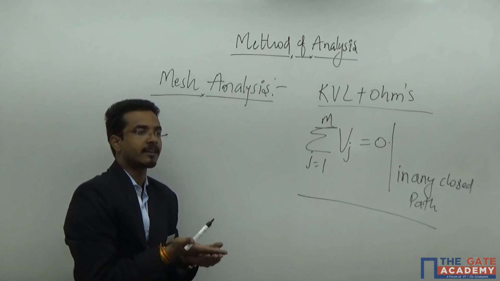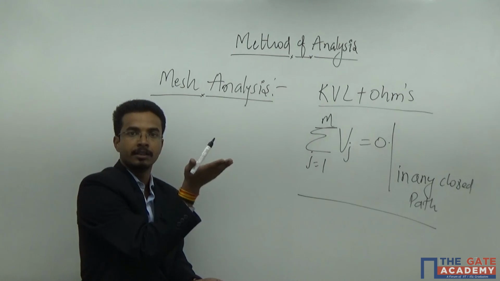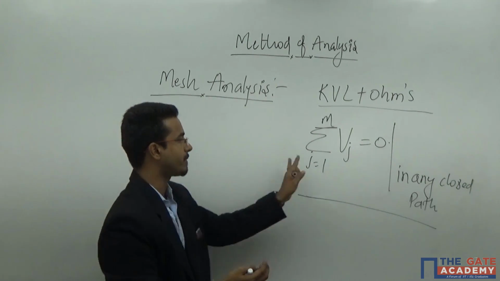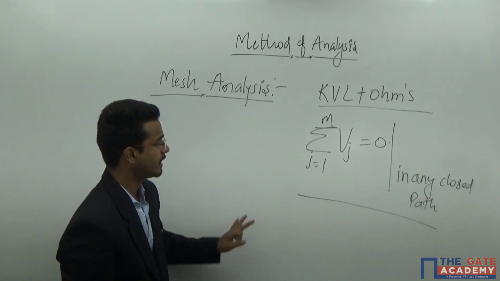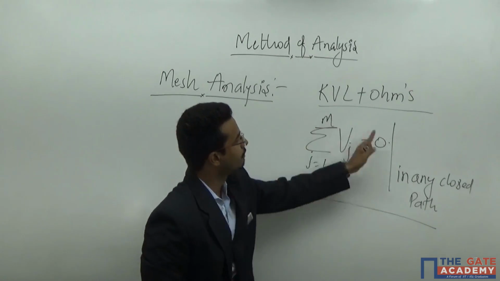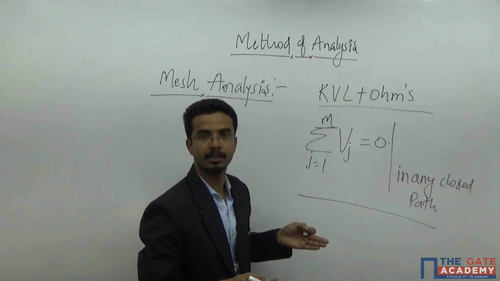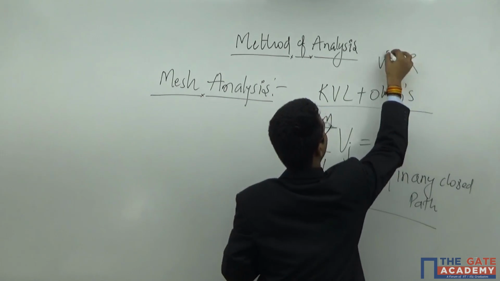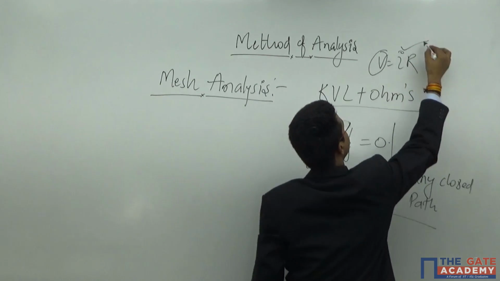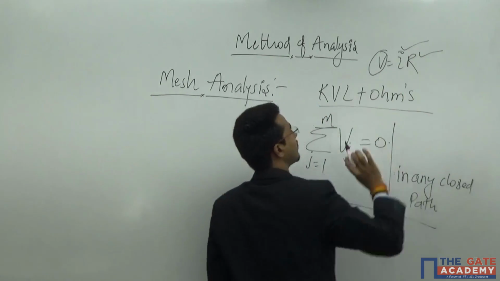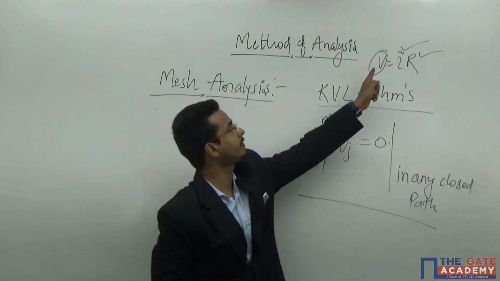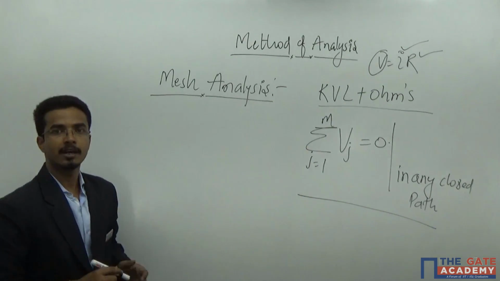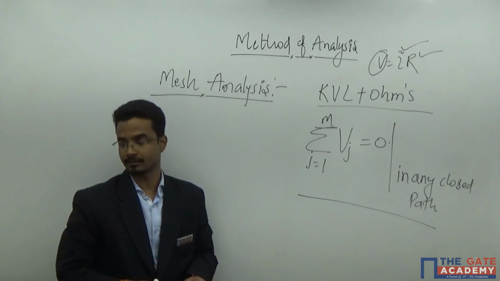That means the total potential drop in any closed path must be 0. That means if there is a hike of 5 volt, there should be a reduction of 5 volt also in the circuit, because the total voltage drop must be 0. That means from here you will get the voltage equation. But from Ohm's law you can write it like this: if you don't know the voltage directly, you know the current and you know the resistance. That is the necessity of Ohm's law in mesh analysis. Now we will learn how to write down the mesh equations.